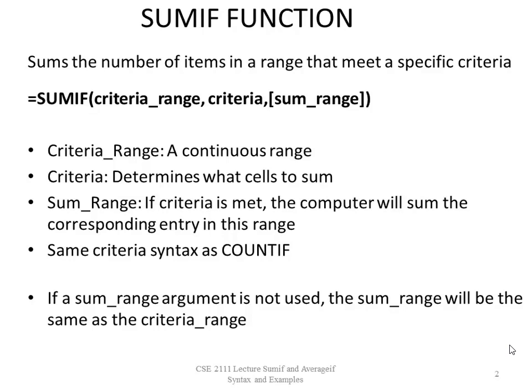The criteria range argument is a continuous range. The criteria determines what cells to sum based on if the criteria has been met in the criteria range. If the criteria is met in the criteria range, the computer will sum the corresponding entry in the sum range. The criteria syntax is the same as the COUNTIF.